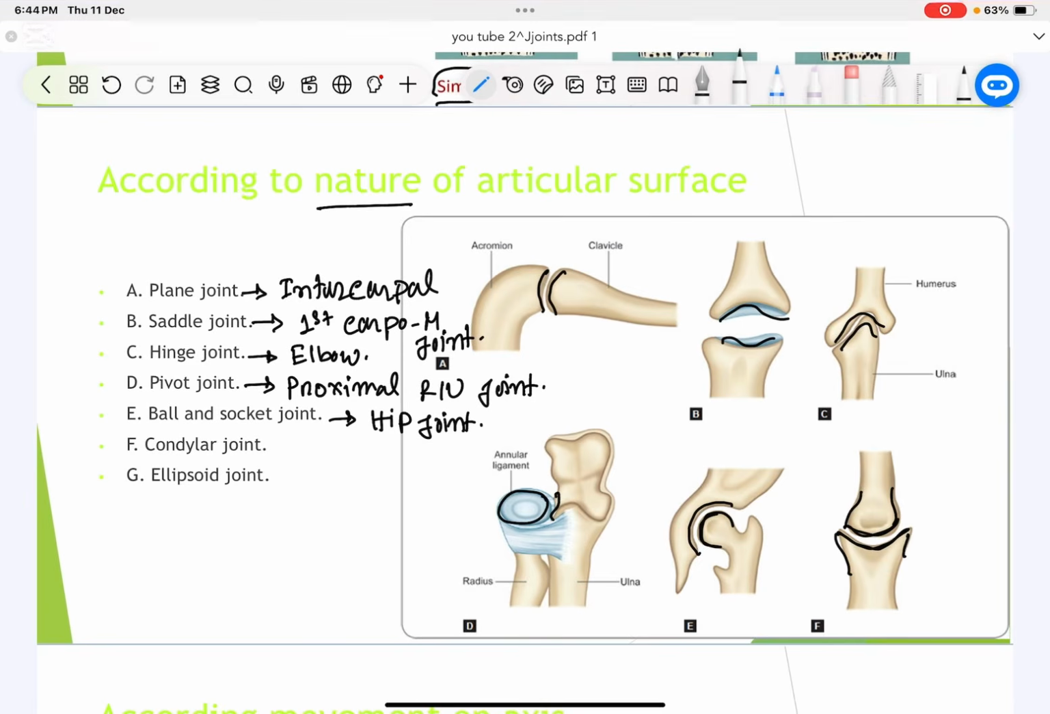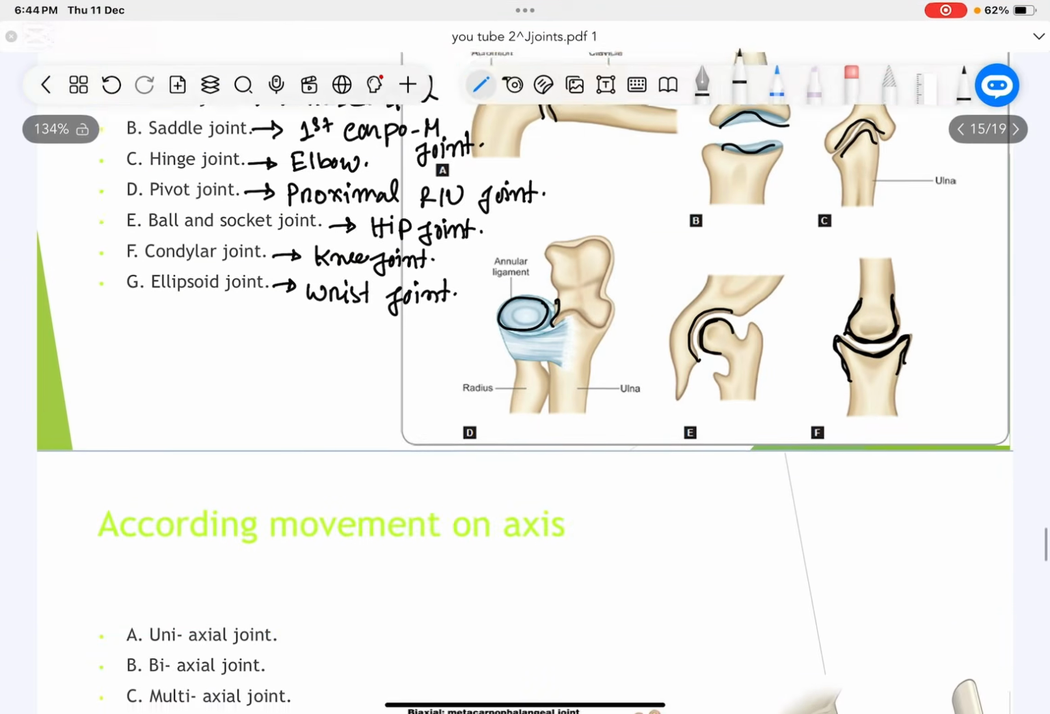So, anyway, if we describe both the joint surfaces, we will see one surface is convex, another surface is concave. Give an example of condylar joint, we can say knee joint. Give an example of ellipsoid joint, we can say radiocarpal joint or wrist joint. So, that is all about the classification according to nature of articular surface.